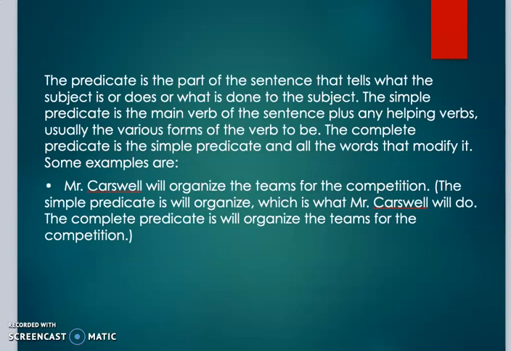I'm going to move a little quickly because this slideshow has quite a bit. A predicate is a part of a sentence that tells what the subject is or does and what is done to the subject. So the simple predicate is the main verb of the sentence. For example, Miss Carswell will organize the teams for a competition. The simple predicate is will organize, which is what Miss Carswell will do. The complete predicate is will organize the teams for the competition. Not a lot of questions on this, but make sure you have a broad understanding of it.